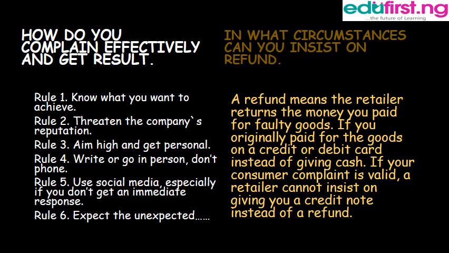So, how do you complain effectively and get results? I have here 6 rules to guide you. The number 1 rule states that know what you want to achieve before you lay any complaint. Rule number 2, threaten the company's reputation. Rule number 3, aim high and get personal. Rule number 4, write or go in person, don't phone. Rule number 5, use social media especially if you don't get an immediate response. And the last rule, expect the unexpected.